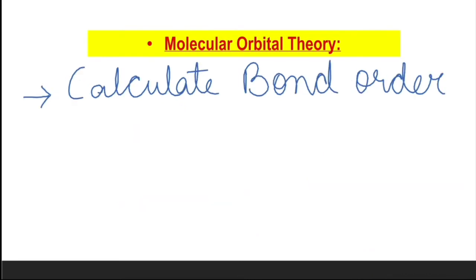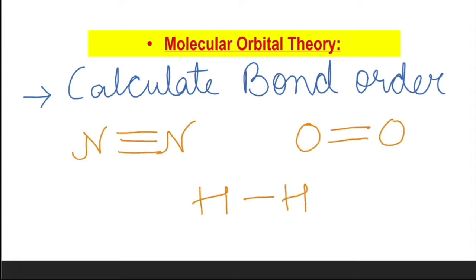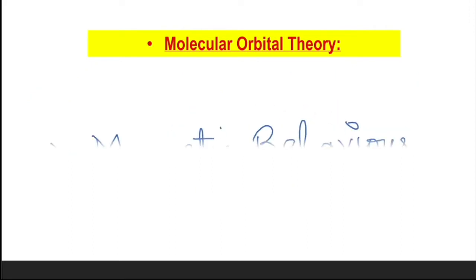The second thing that we can find from molecular orbital theory is that we can calculate the bond order in a molecule. Now what is this bond order basically? So with the help of molecular orbital theory, we can calculate the number of bonds present in a molecule. If we are predicting that oxygen molecule is possible, then what will be the bond order? That means how many bonds will be present in oxygen molecule. So we can calculate bond order from molecular orbital theory.